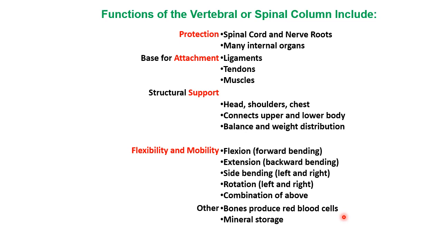So other functions of the spinal column, you know that it can produce blood cells because it has red marrow inside those spongy bones. And of course, like with all the rest of the bones of the body, it is also a mineral storage, especially calcium and phosphorus, mainly calcium.